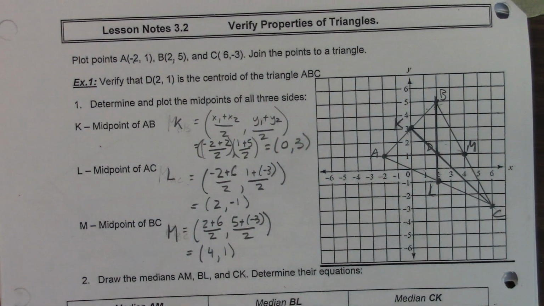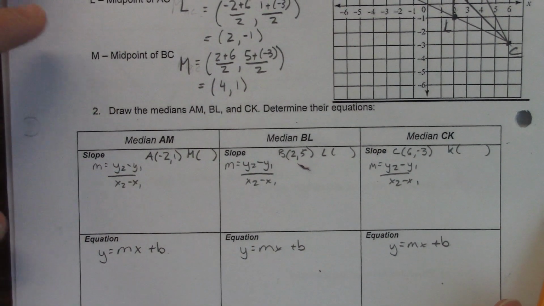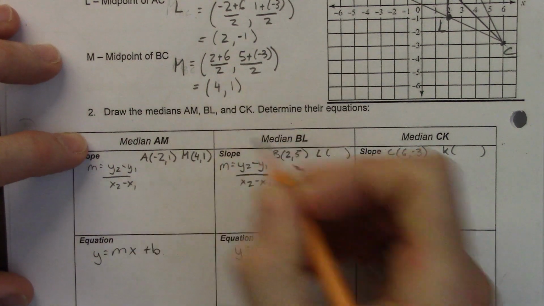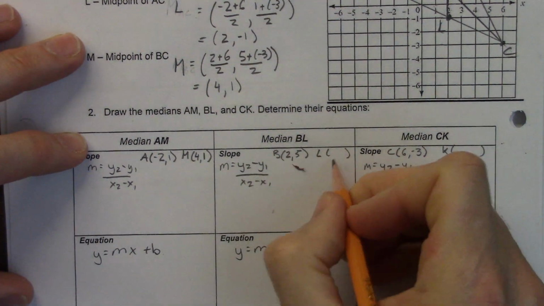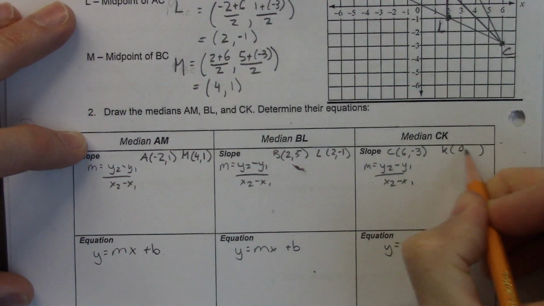Okay, and it says determine their equations now down here. All right, well, first we need to find the slope. We have our point for M, which is (4, 1). We have our point for L, which is (2, negative 1). And our point for K, which is (0, 3).